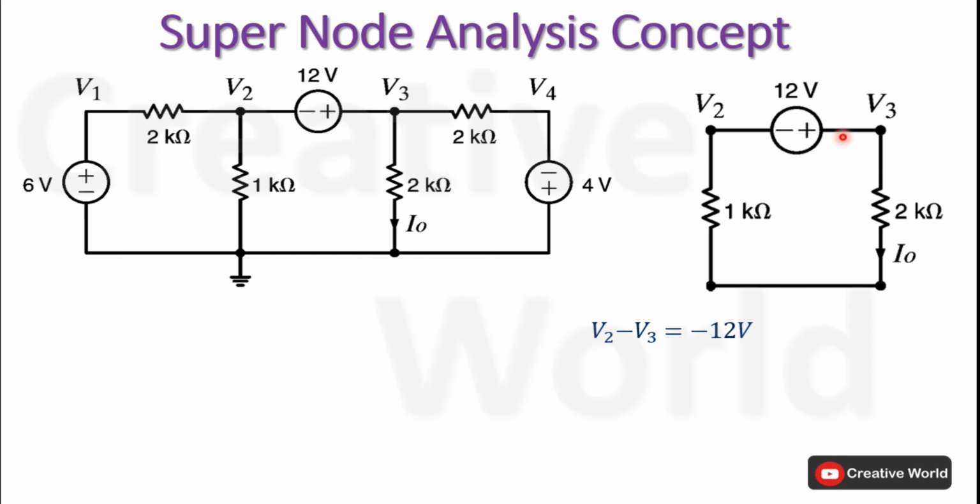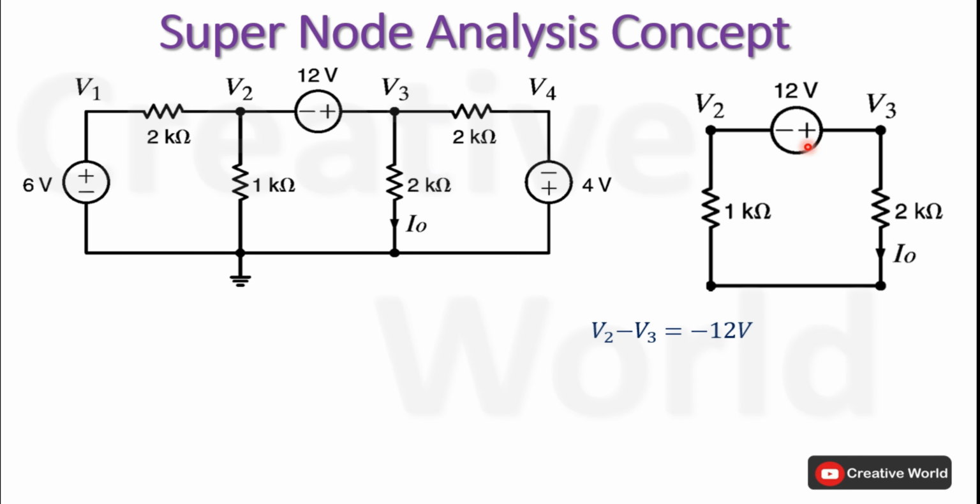We will consider both cases, and in both cases the voltage equations will be the same. In the first case, we are considering voltage V2 is on higher potential than voltage V3. So the direction of current will be from V2 to V3. V2 minus V3 will be equal to minus 12 volt. Here the direction of current is from this node to this node and current is entering from the negative terminal. That's why this 12 volt is taken with negative sign.